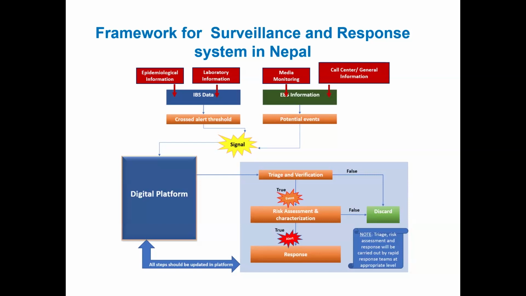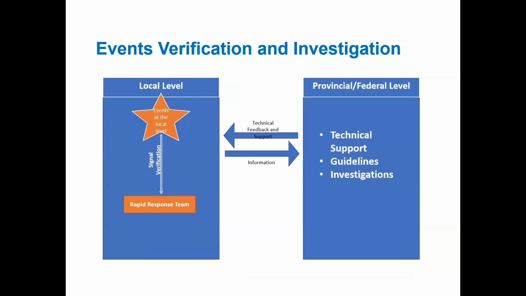When a signal is received, it is entered in the digital platform, and then triage, verification, risk categorization and assessment are done, and then the response. All of this triage, verification, risk assessment and categorization, and the response are done primarily by the local level rapid response team. As we can see in the figure, the rapid response team at the local level receives the signals and events, and they are the ones who verify them and respond first.